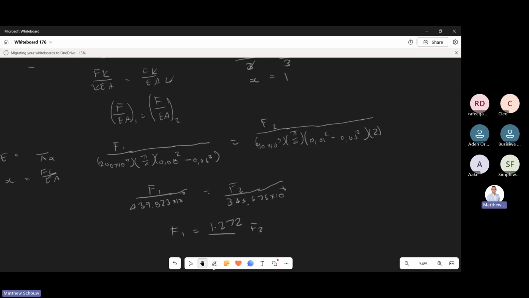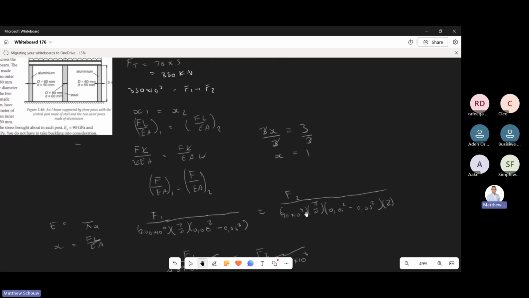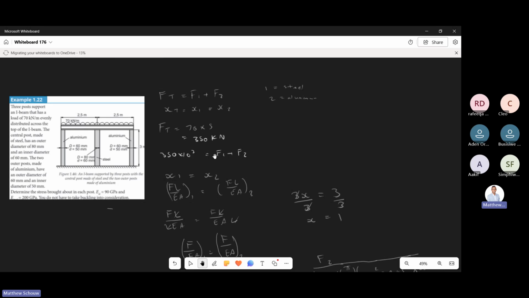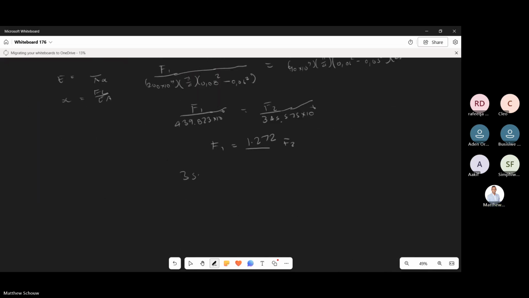Okay, so anyway, let me move on. Time is going. So we get the 1.272. You see this over here, we now revert back to this equation over here. I'm subbing back in here. So let me write it down for you. It's 350 times 10 to the power 3 equals F1 plus F2, right? But now, like I said to you, you want to substitute F1 over here, so our only unknown is F2.